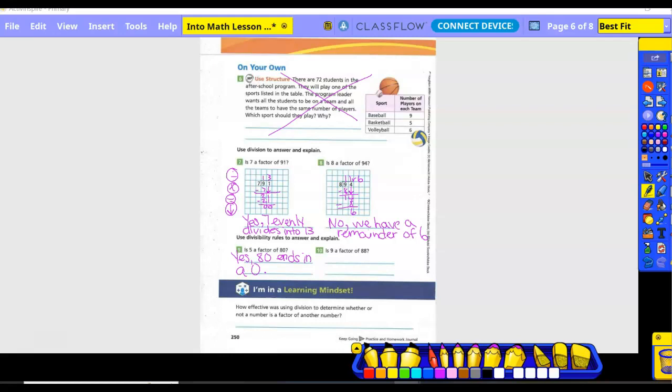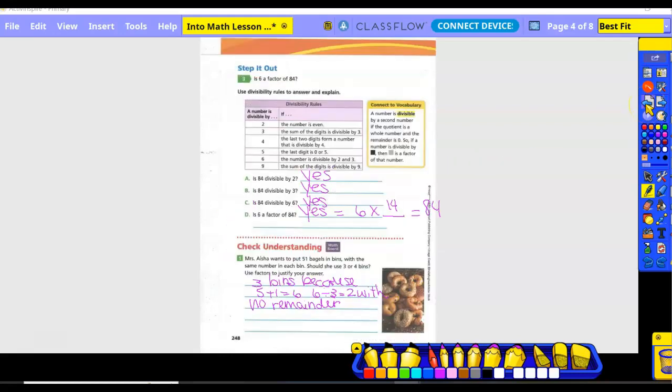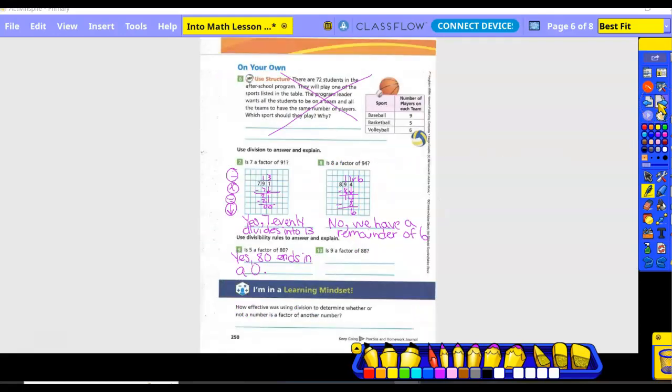Number 10, is 9 a factor of 88? So look back to this page. What was our rule for 9? The sum of the digits is divisible by 9. So what is 8 plus 8? 16. Is 16 a multiple of 9? No. So no. 8 plus 8 equals 16. And 16 is not a multiple of 9.